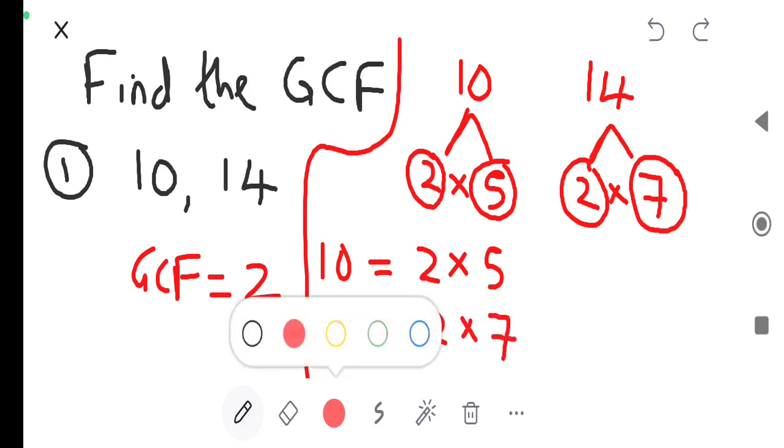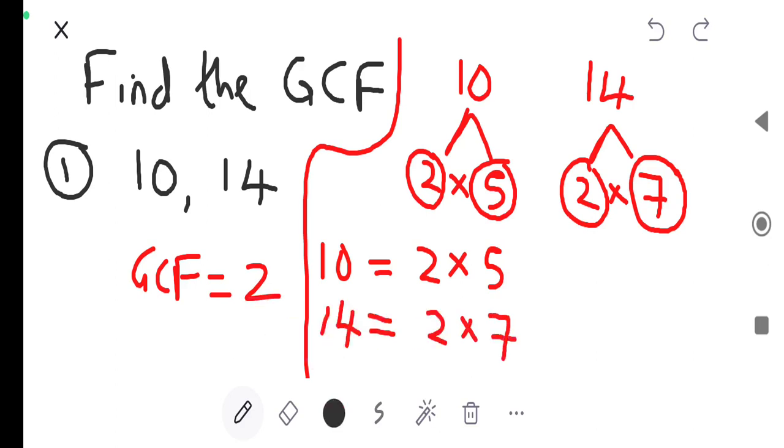Then the next thing you do now is you check if there are common numbers in 10 and 14. These two and these two are common. They are common because they are the same. So you have to circle both of them. 5 is in 10, but 5 is not in 14, so 5 is not common. 7 is in 14, but 7 is not in 10, so 7 is not common.